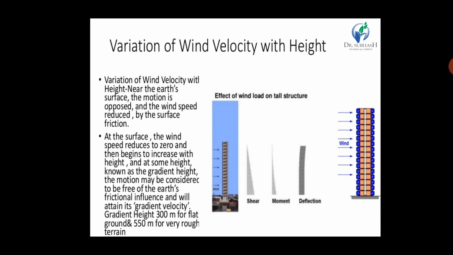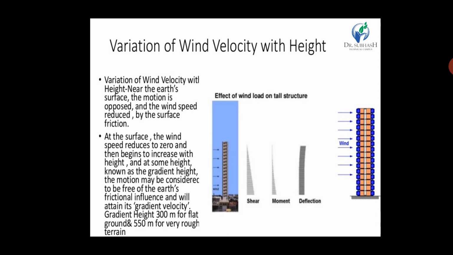You can see three different shapes in our figure: shear, moment and deflection. These three are affected in a building when wind load acts on a tall structure. Likewise, what our terrain category should be, what our gradient height should be and what the topography should be, according to that we design or shape our building, as well as its height and width criteria, to resist this wind force.